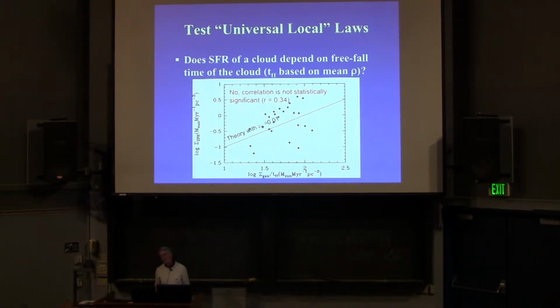Now, one of the things to remember is that this free fall time is calculated based on some mean density of the cloud. And we know that the free fall time goes as 1 over the square root of the density. So you're really calculating the free fall time of some mythical uniform density cloud based on the mean density of a cloud with all sorts of different densities. So that's one of the issues that you have to remember when you compare to a free fall time. And this is the way basically free fall times are usually calculated.